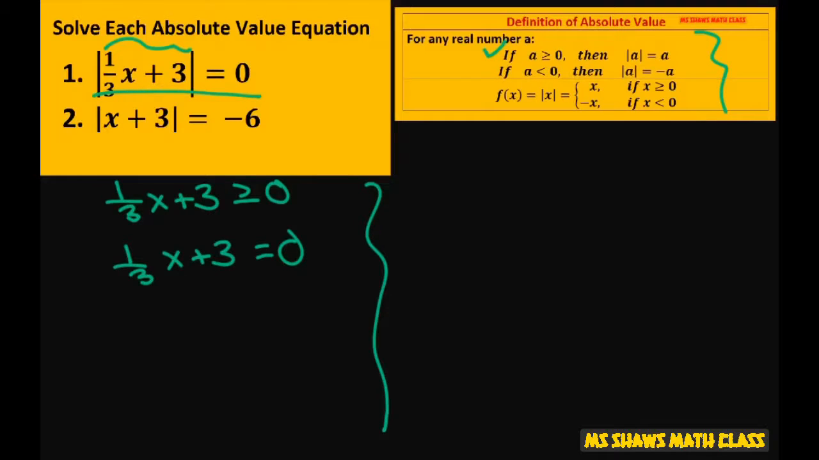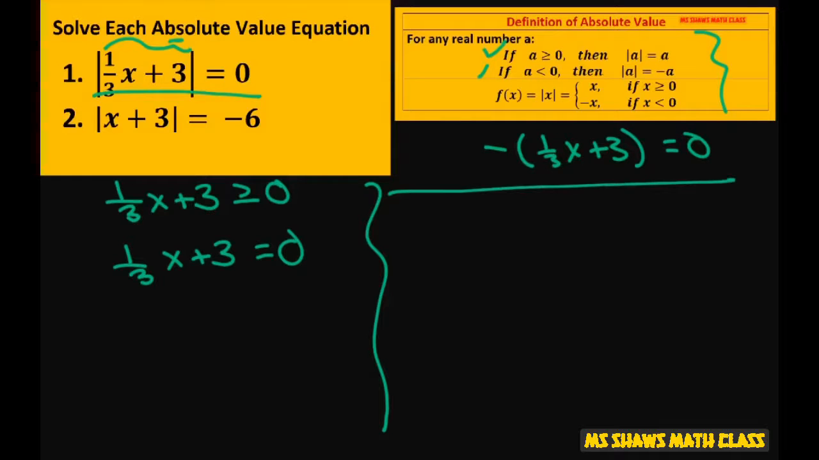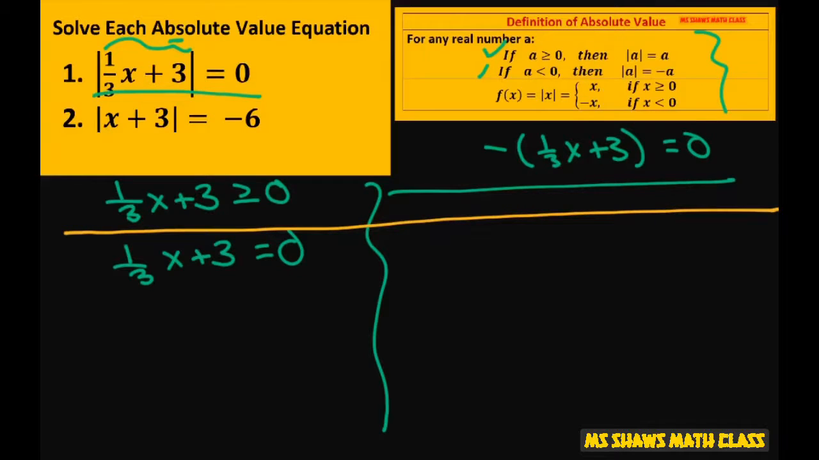Okay, if it's negative, that means, so if this value is negative, that means that's negative 1/3 x plus 3 equals 0. So, let's solve for this side. We have, subtract 3 from both sides. You get 1/3 x equals negative 3.